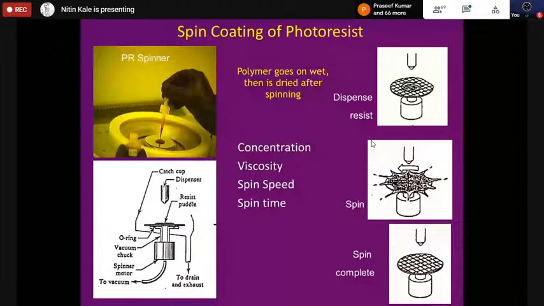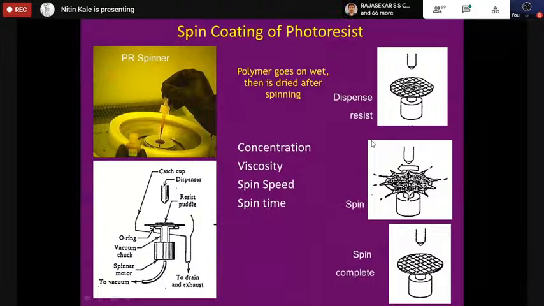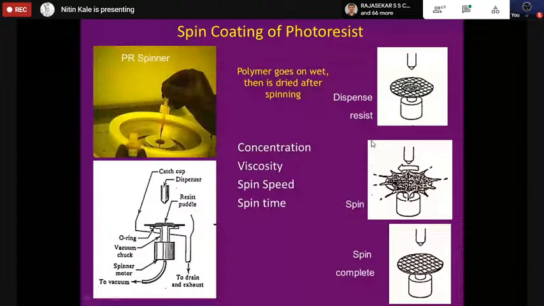Spin coating of the photoresist is shown in this particular slide. Essentially, you dispense a drop on the wafer and you spin it at a high speed so that the excess photoresist is splashed away. You can see the color of the photoresist here, and the photoresist spinner.